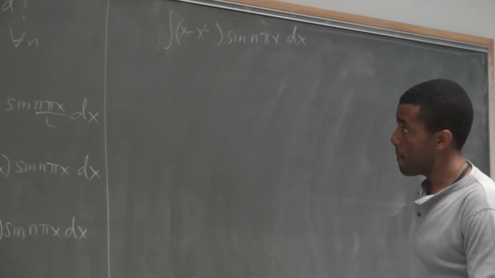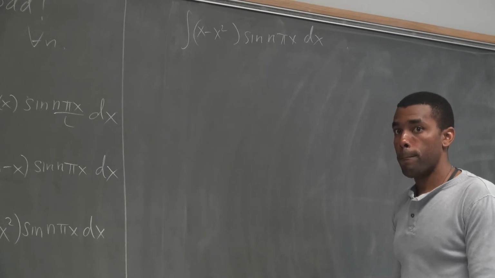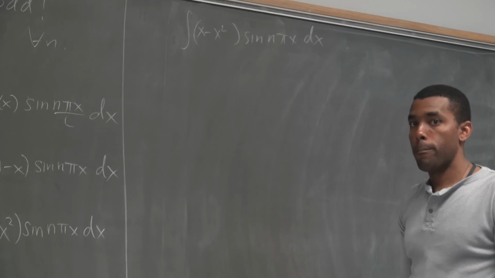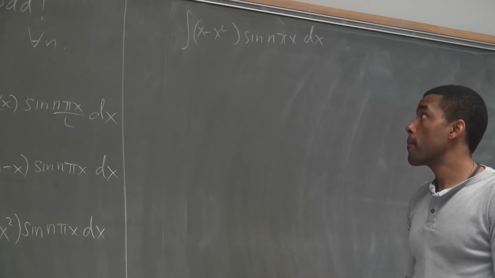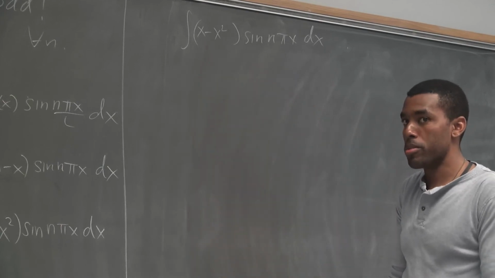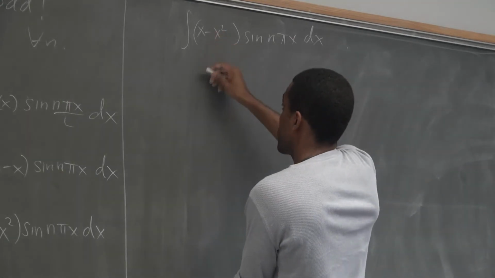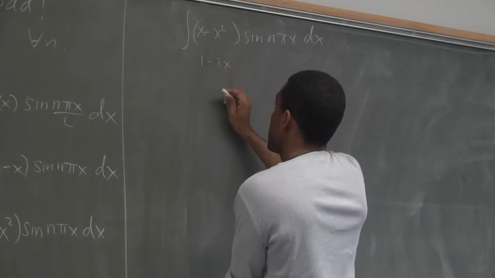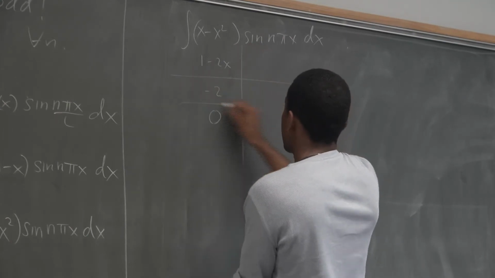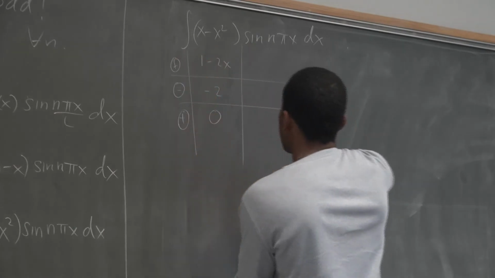How do you do that? The polynomial will be the u. I can differentiate this and it will go to 0 eventually. I'd use the tabular method, because you have to use integration by parts twice. I just start differentiating. The derivative is 1 minus 2x. The derivative of that is minus 2. The derivative of that is 0. A plus sign goes here, a minus sign here, a plus sign here.